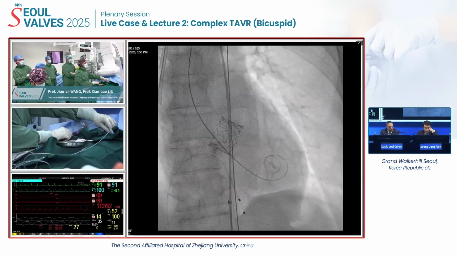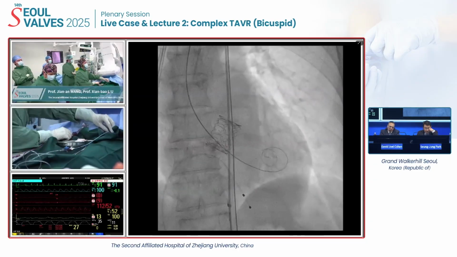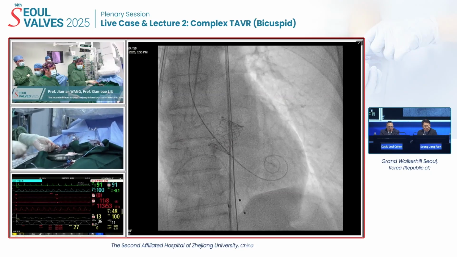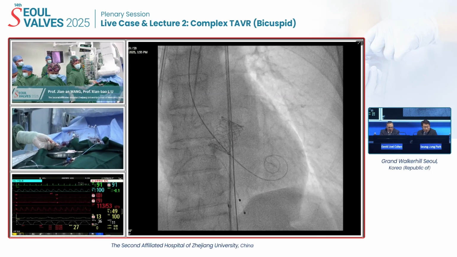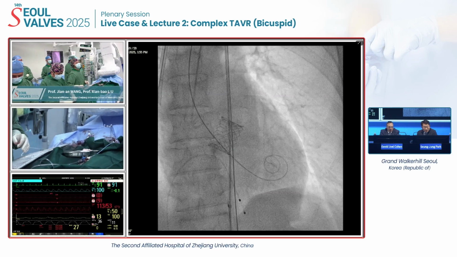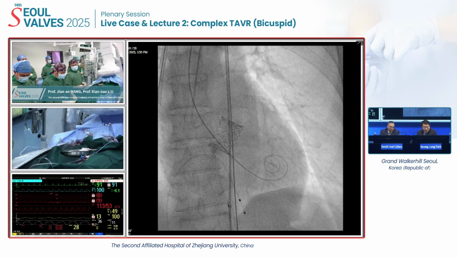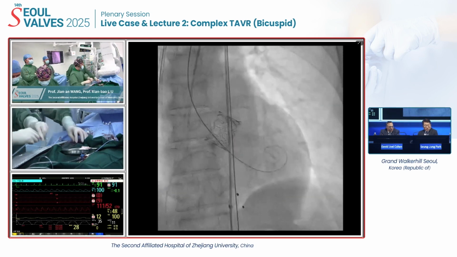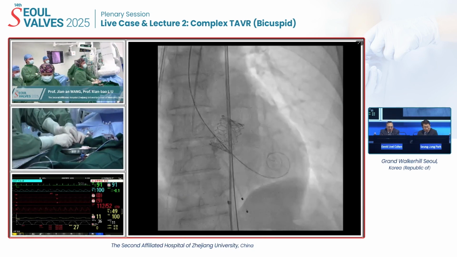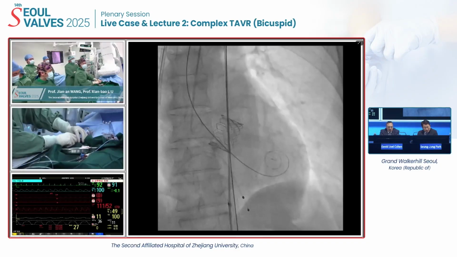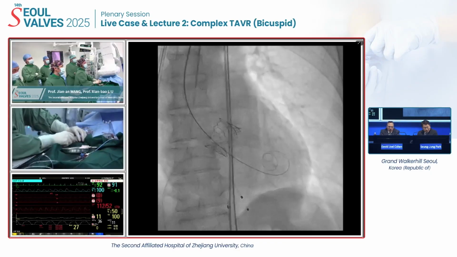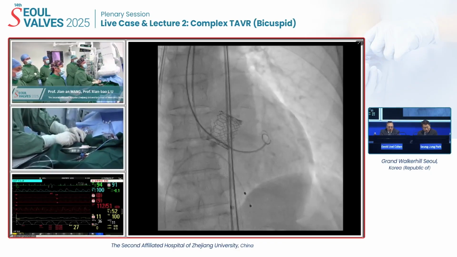OK. So usually we don't do the TE for TAVR patients. So this patient we just do the transthoracic echo, and we will also check the hemodynamics. So now we are going to put the pigtail in the left ventricle. Then we check the pressure gradient first, then we do the echo. Sounds good. So now the pigtail is in already.